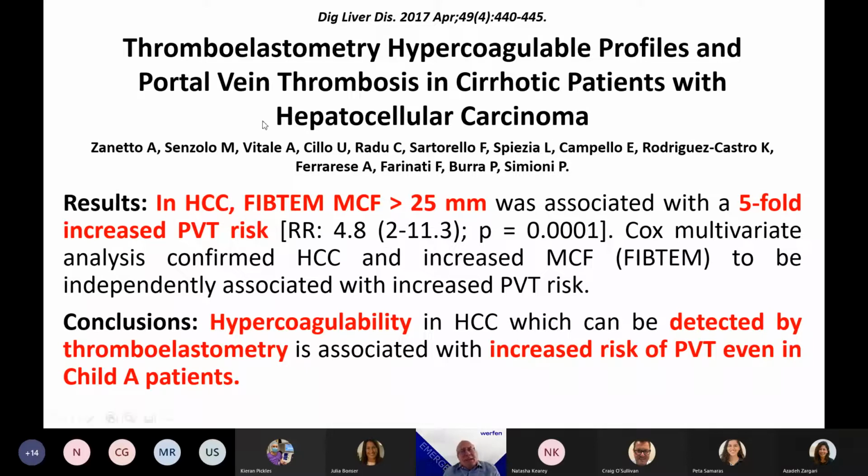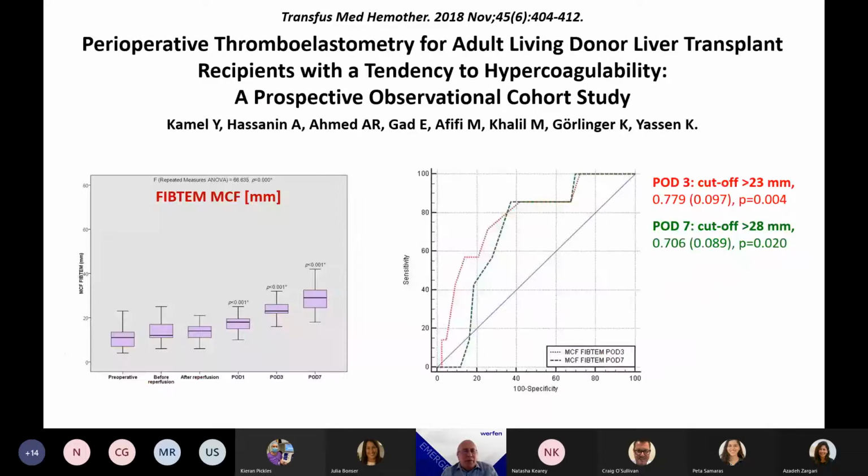And that means here that if we have a combination of a malignancy and high fibrinogen levels, that means we have increased thrombin generation due to the cells with tissue factor on the surface, and we have more substrate. And that means here in this patient population, cirrhosis and carcinoma and high FibTem levels, there was a 5-fold increased risk of portal vein thrombosis. So that means, again, we have to be very careful.